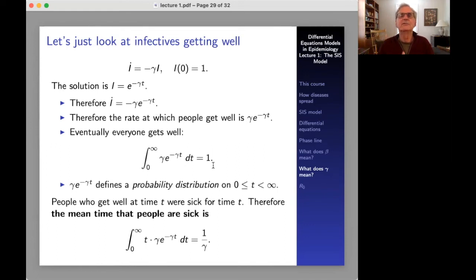I'm going to leave you all to work through these things on your own using the calculus you remember. And what this means, if we integrate the rate at which people get well from time 0 to infinity, we get 1 because eventually everybody gets well. Now, when you have a positive function like this on a time interval, in this case 0 to infinity, whose integral is 1, it's what's called a probability distribution on the interval.